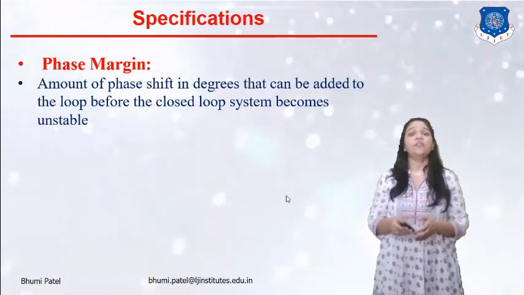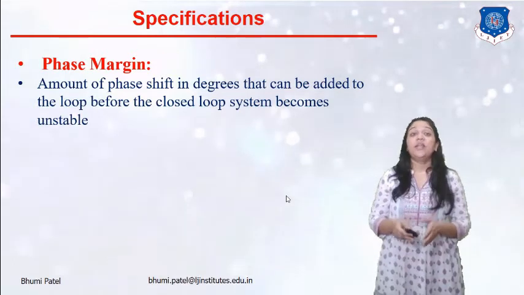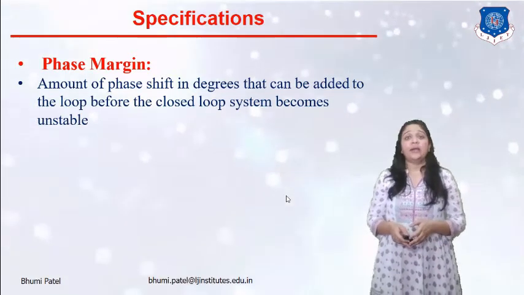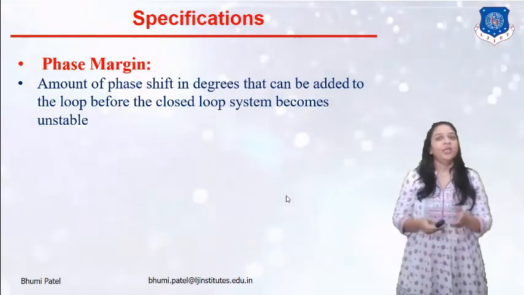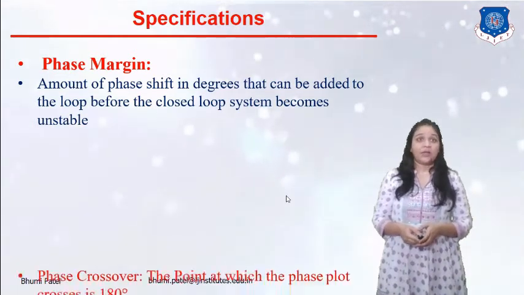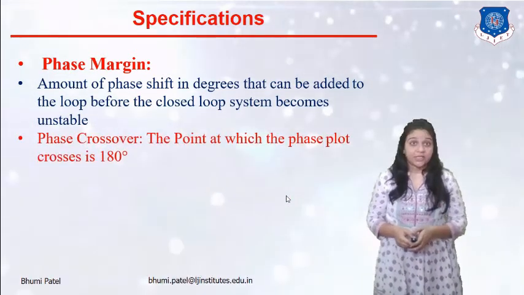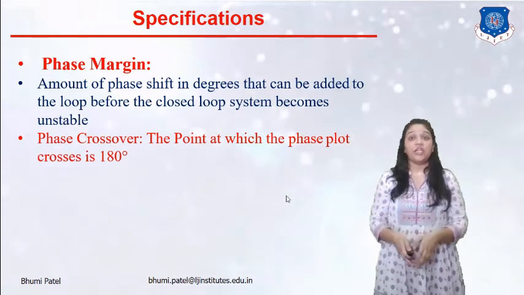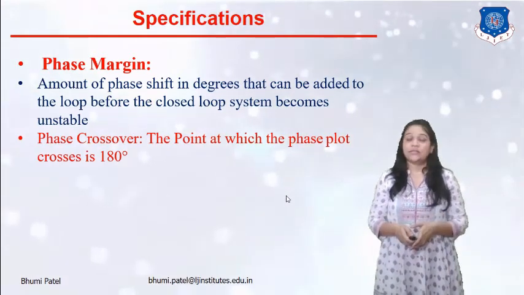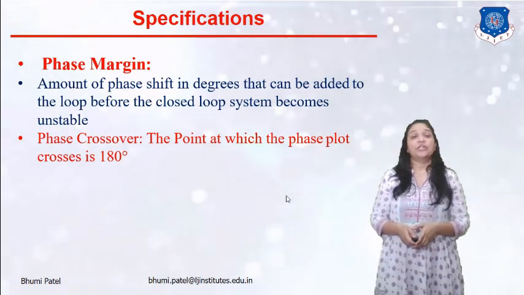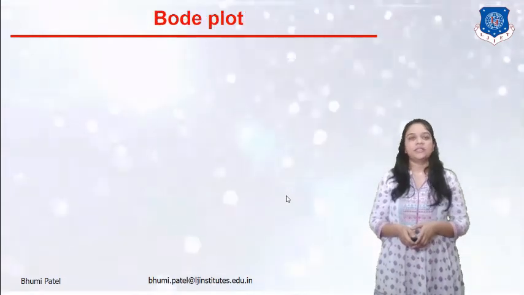The amount of phase shift in degrees that can be added to the loop before the closed loop system becomes unstable. So what is the phase crossover? The point at which the phase plot crosses minus 180. So this is the phase margin of this system.